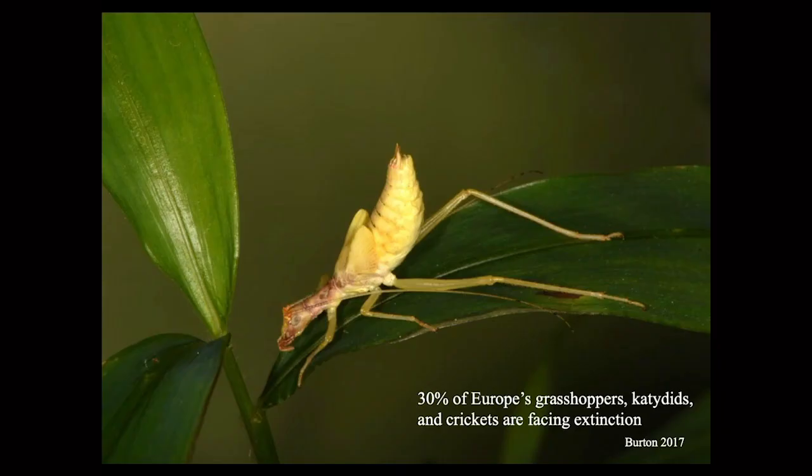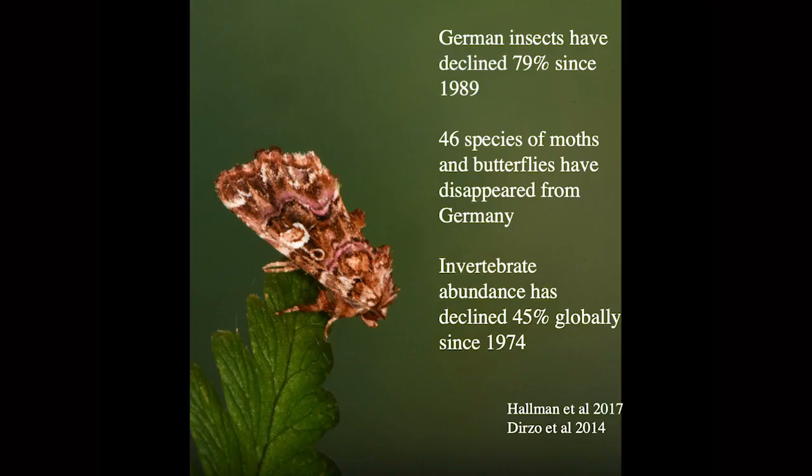The news from Europe is even worse. 30% of Europe's orthopterans, the grasshoppers, katydids, and crickets, are facing extinction. A lot of bad news coming out of Germany, only because they have measured it better in Germany. 79% of Germany's flying insects gone since 1989. 46 species of moths and butterflies already totally gone from Germany. And this is the big one. Invertebrate abundance globally, and think insects again, has declined 45% since 1974.